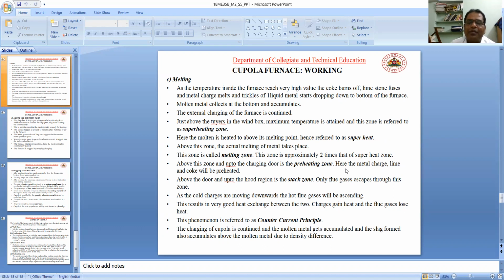The charging of the cupola is continued and the molten metal gets accumulated, and the slag formed also accumulates above the molten metal due to density difference.